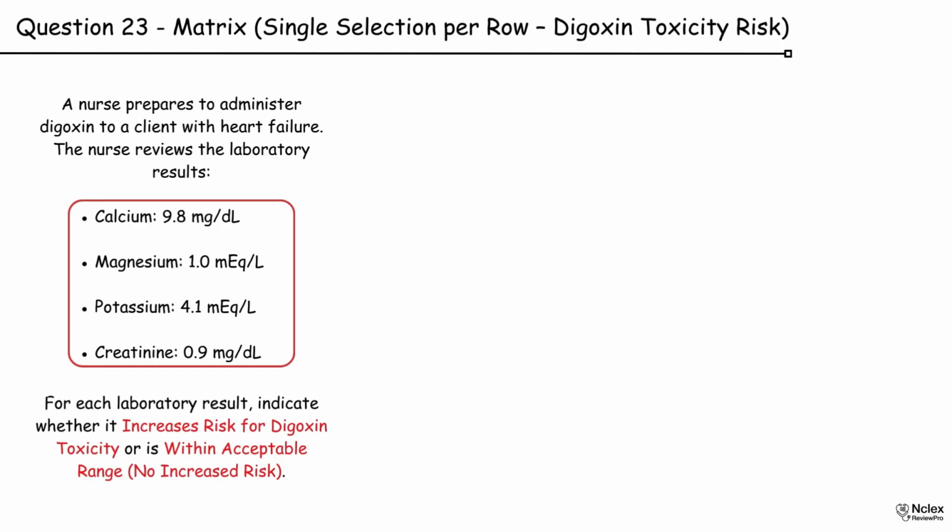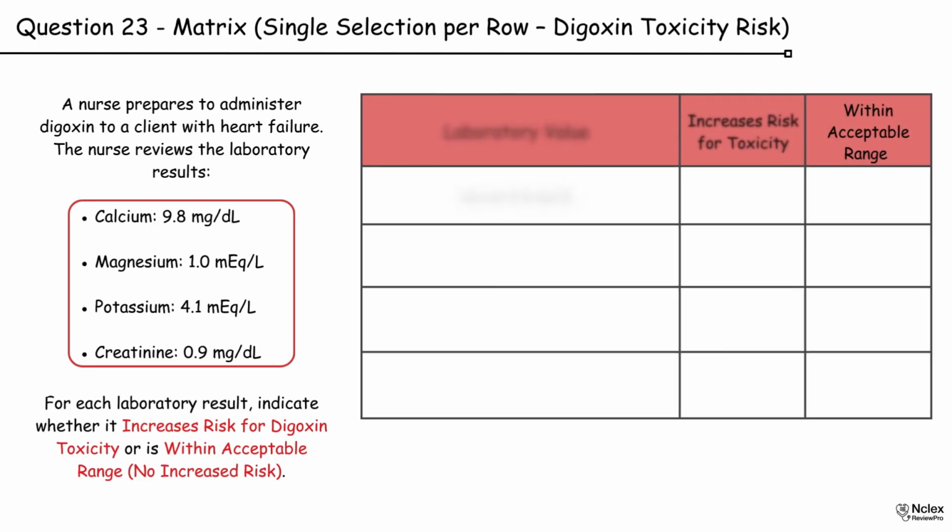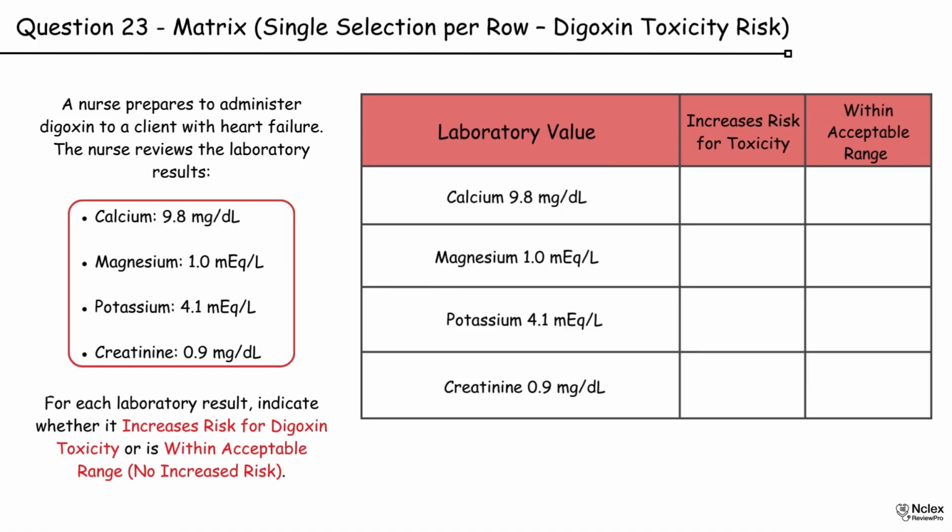For each laboratory value, determine whether it increases risk for digoxin toxicity or is within acceptable range with no increased risk. Take a moment. This is about electrolyte physiology and renal clearance. Pause here if needed.